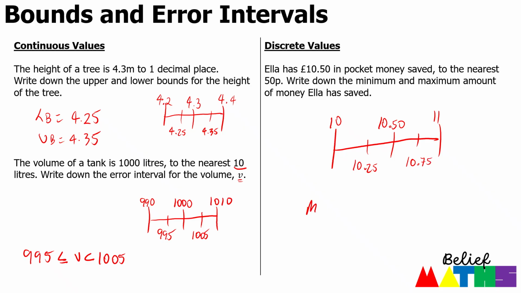So the minimum she has is £10.25, and the maximum she has, and this is the important thing, when it's discrete, and we're talking about people, things, or money, we have to take 1 off the upper bound. So it becomes 10.74, because 75 rounds up and you can't have 74999. It doesn't go, it stops at 74, the next one is 75. So because it's a discrete value, you take 1 off at the end.